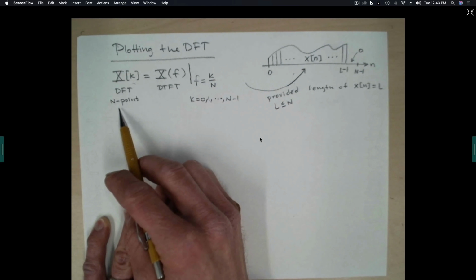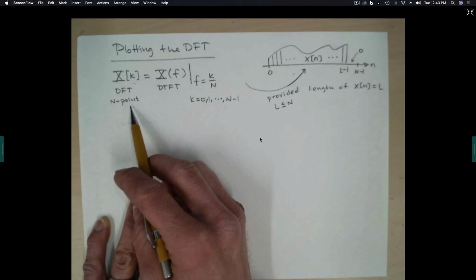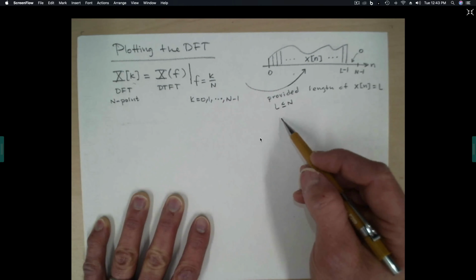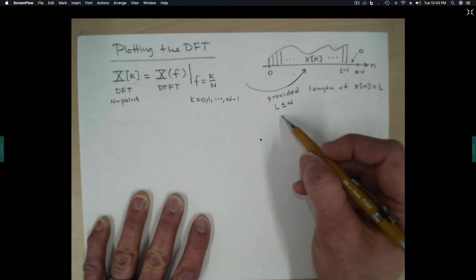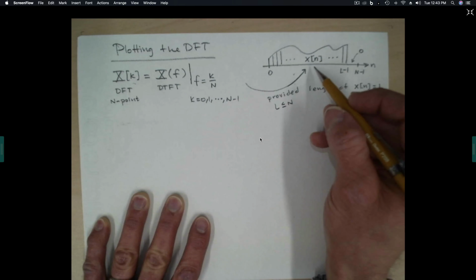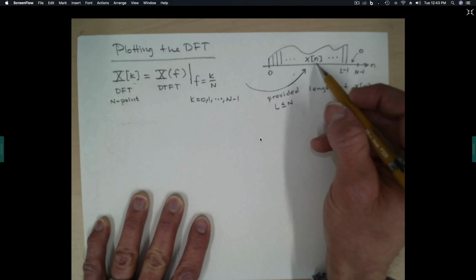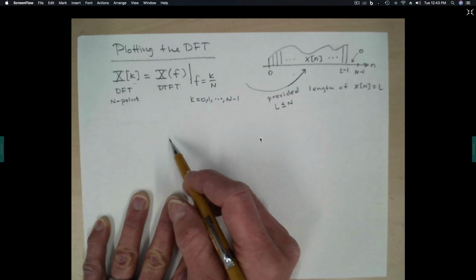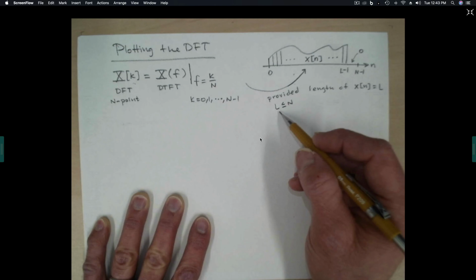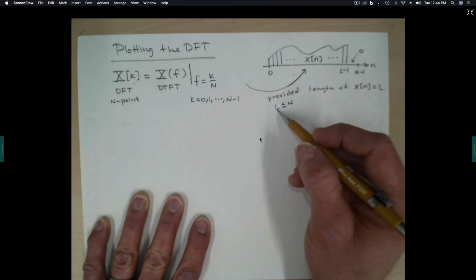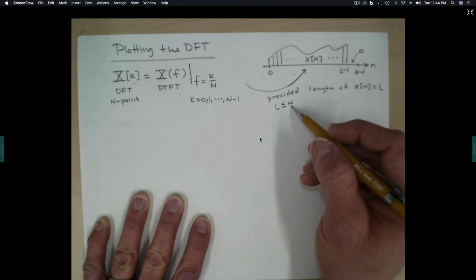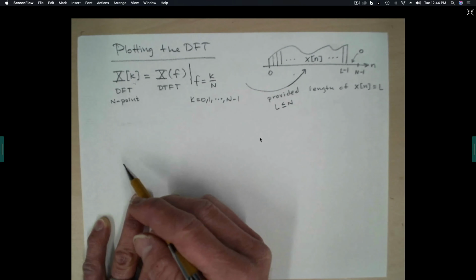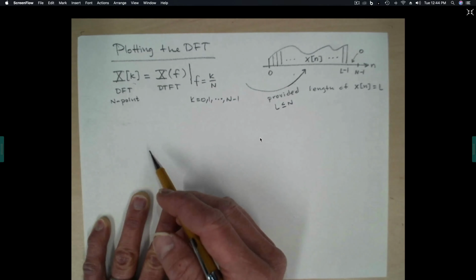This is true for an N-point DFT, and also don't forget that we're making the assumption that the signal x of n, whose discrete time Fourier transform is capital X of f, has length L, which is less than or equal to N, the length of the transform. So that's a condition for this equality to hold.